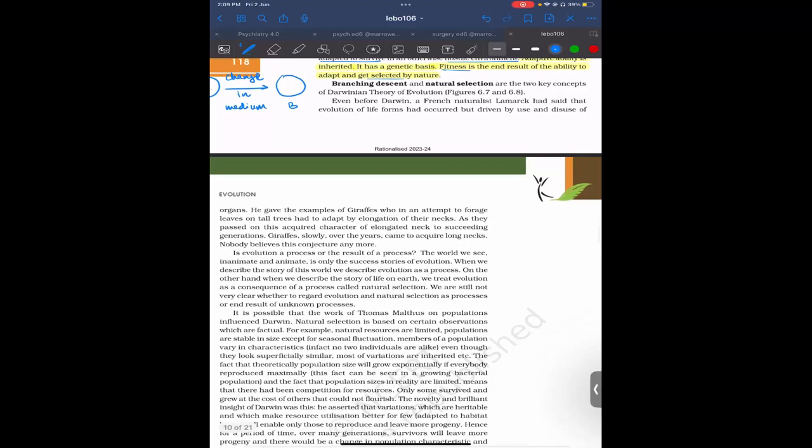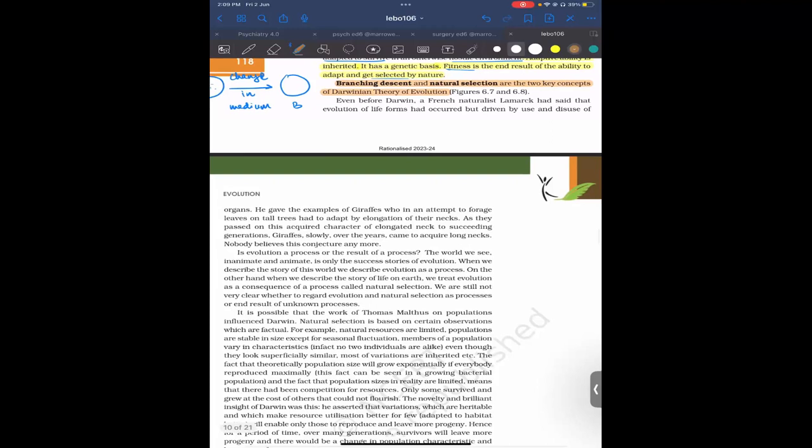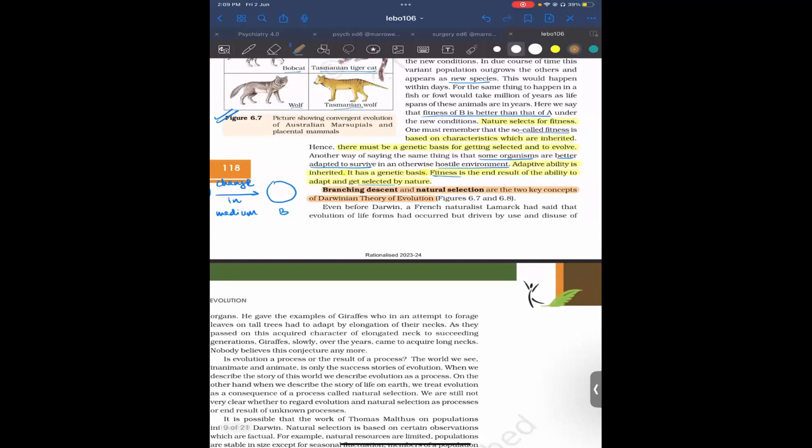Now this is also an important line, which is branching descent. Branching descent and natural selection are two key components of the Darwinian theory of evolution. Branching descent, जैसे डार्विन ने अपने डार्विन फिंचेस के थ्रू एक्सप्लेन किया कि एक सीड ईटिंग फिंच से वेरियस टाइप ऑफ इंसेक्टिवोरस या फ्रुगिवोरस डेवलप हुए. तो दैट इज ब्रांचिंग डिसेंट एंड नेचुरल सिलेक्शन. Which has the ability to adapt will be selected by nature, so therefore natural selection.